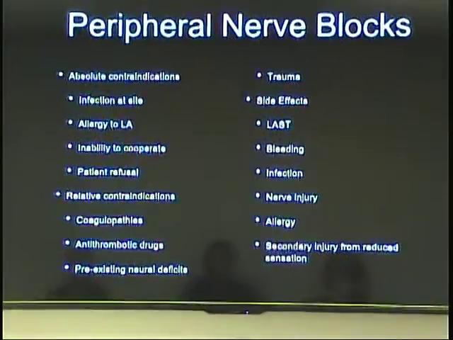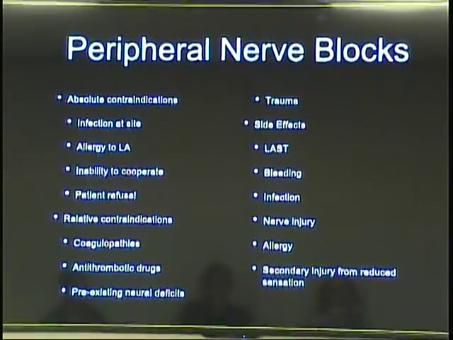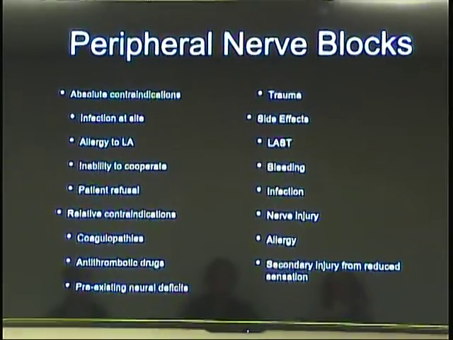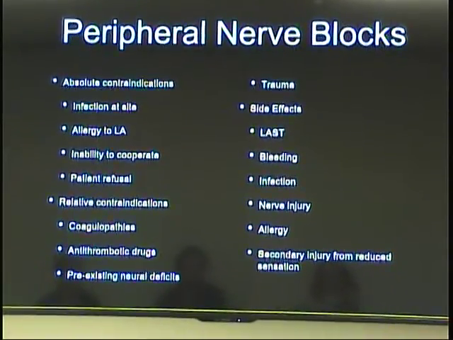And then we talked about side effects with peripheral nerve blocks: bleeding, infection, nerve injury, allergy, and secondary injury from reduced sensation. If they're not feeling their arm and they're trying to walk to the bathroom, banging up against everything, they could get a secondary injury from that.